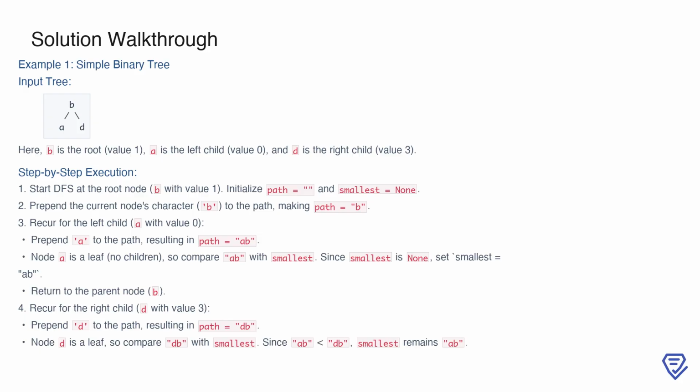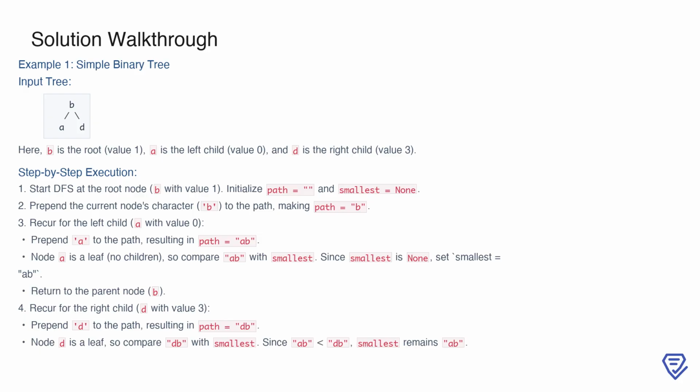First, we initialize the path as an empty string and set smallest to None to keep track of the smallest string we encounter. Beginning at the root node B, we prepend its character, B, to the path, resulting in path equals B. Next, we explore the left child, A. Prepending it to the path gives us path equals AB. Since A is a leaf node, we compare this string with smallest. Because smallest is currently None, we update it to AB. We then return to the root node and proceed to explore the right child, D. Prepending D to the path results in path equals DB.